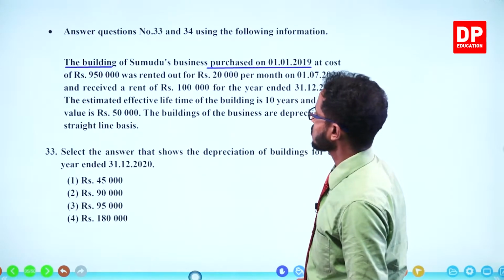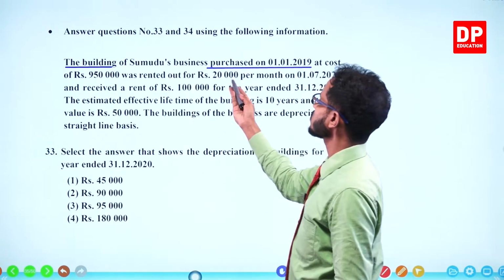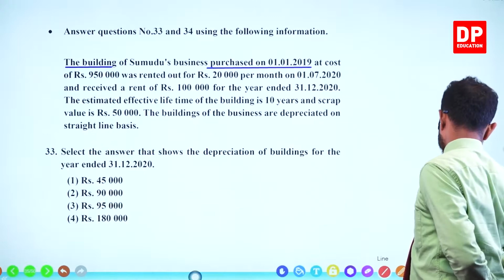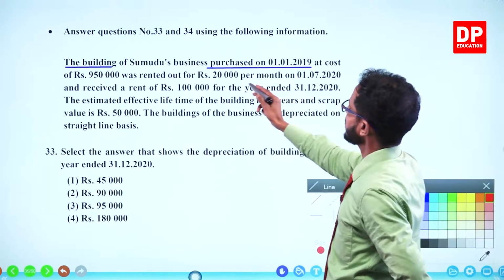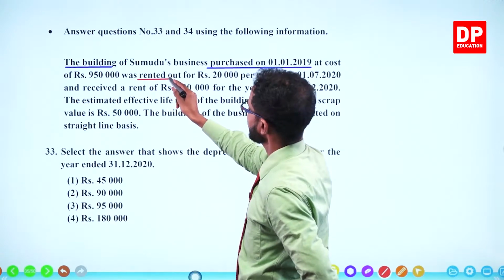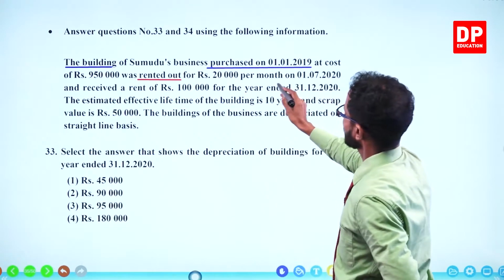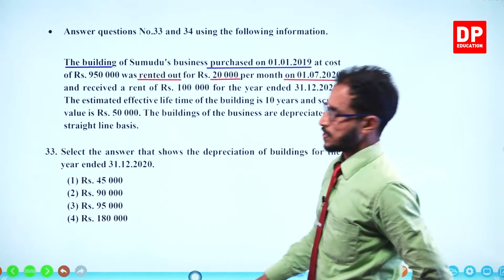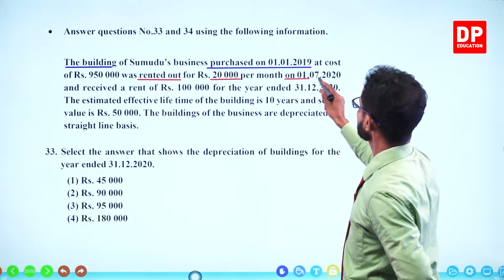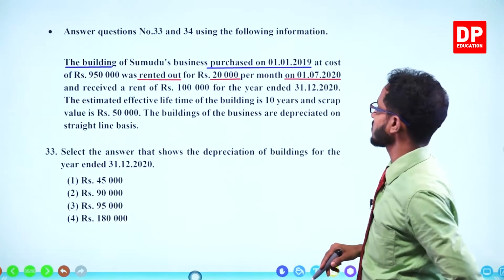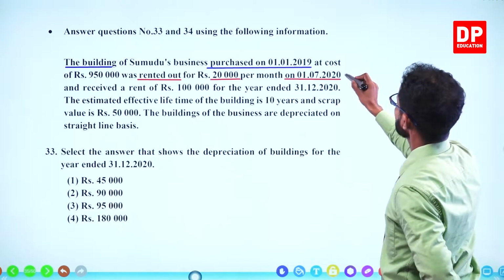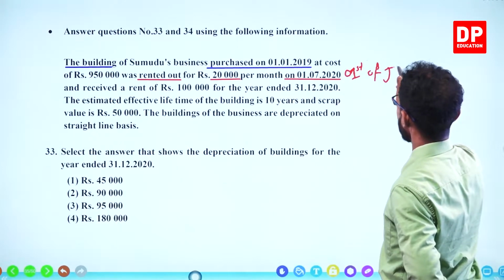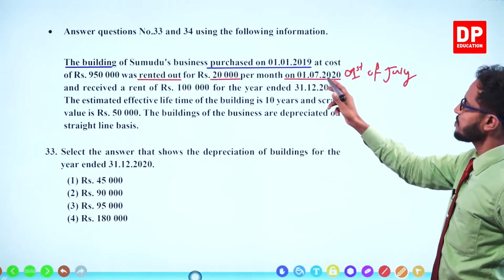Okay, it was rented out for 20,000 per month on 1st/7/2020. Okay, this is the day that they rented out for 20,000 on 1st/7/2020. So this is 1st of July. All right, children, 1st of July.